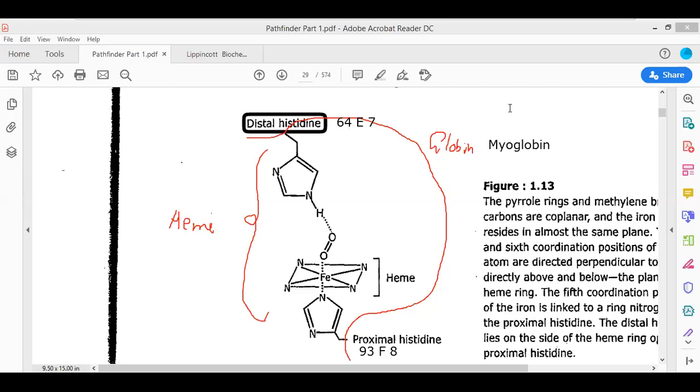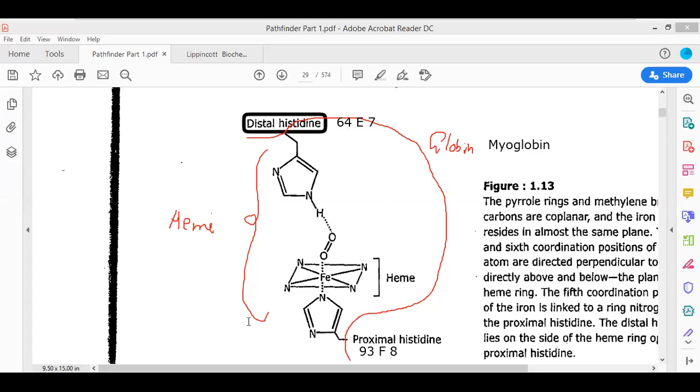Namrata, you are confused about the entire structure. Let me make it very clear to you. You say only histidine can be seen in the structure.